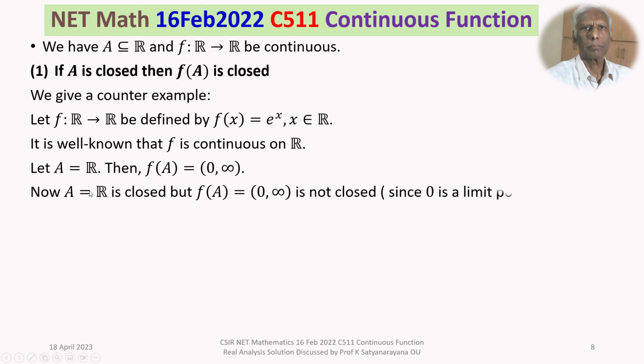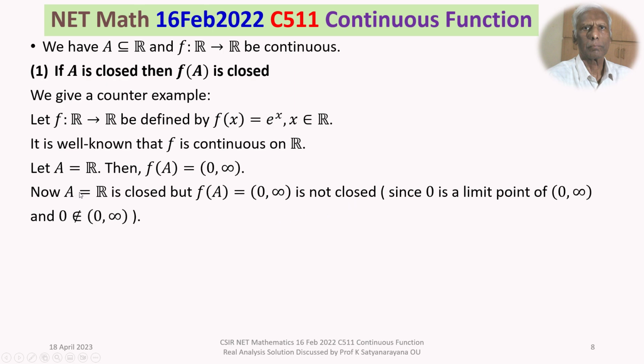Now, A is the whole of R, is it closed? Yes. A is capital R means what? It is minus infinity to plus infinity. It is both open and closed, so we take it is closed. But f of A is the open interval 0 to infinity and it is not closed. The reason being that 0 is a limit point of the open interval 0 to infinity, but 0 does not belong to the open interval 0 to infinity. Therefore, it doesn't contain all its limit points and hence it is not closed.